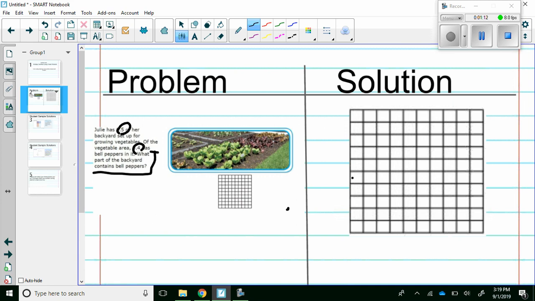Next, I want to box the keywords. I think some of the keywords in this are "of the vegetable area." Which one has bell peppers in it? And then also, "what part of the backyard contains bell peppers?"